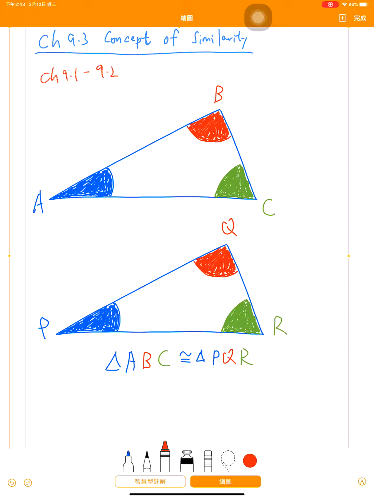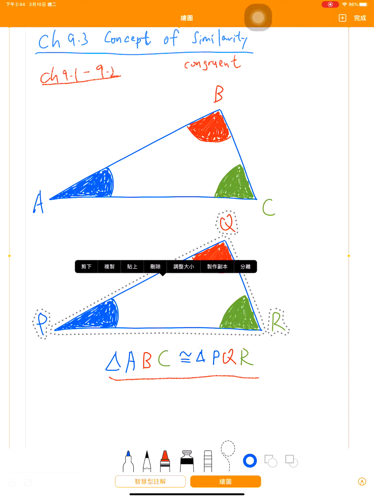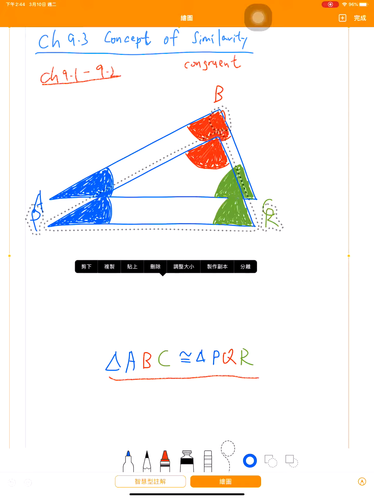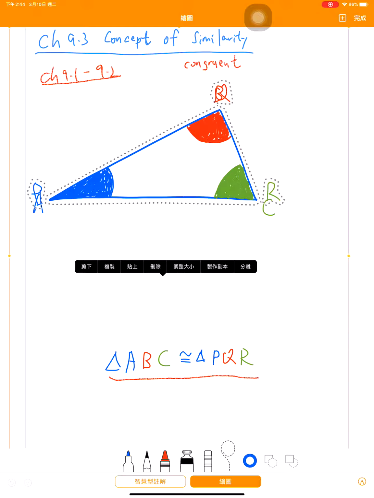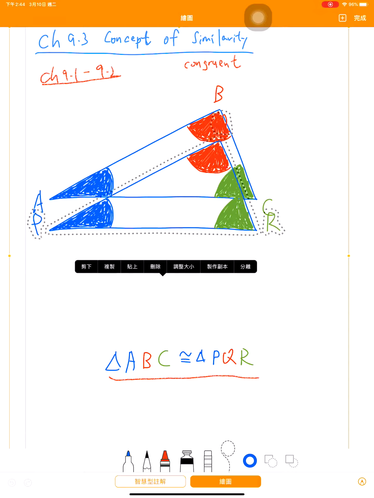In the last two sessions, that is chapters 9.1 and 9.2, we talked about the concept of congruence, right? For example, in the following there are two triangles, ABC and triangle PQR, and they are congruent. That means the two triangles are totally the same. When we put triangle PQR onto ABC, the corresponding angles and the corresponding sides are all the same, right? You can see they are totally the same, the angles and the sides.